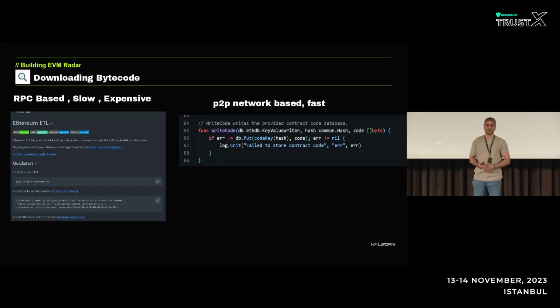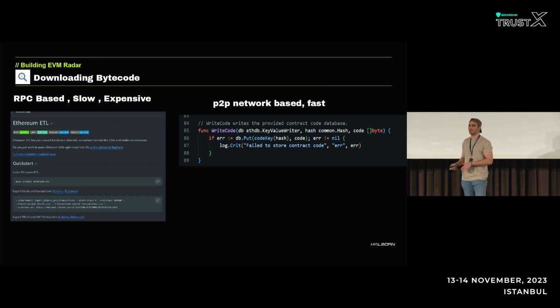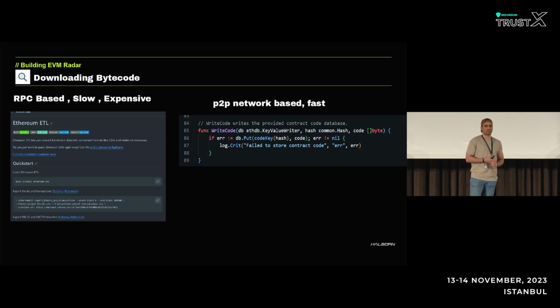Downloading the bytecodes, there are two ways to approach it. You can use Ethereum ETL. It's quite slow, and a little bit expensive if you have to buy an RPC provider and stuff like that. Definitely slow, unless you run cron jobs or similar, and you also need to parse the data coming out of it.